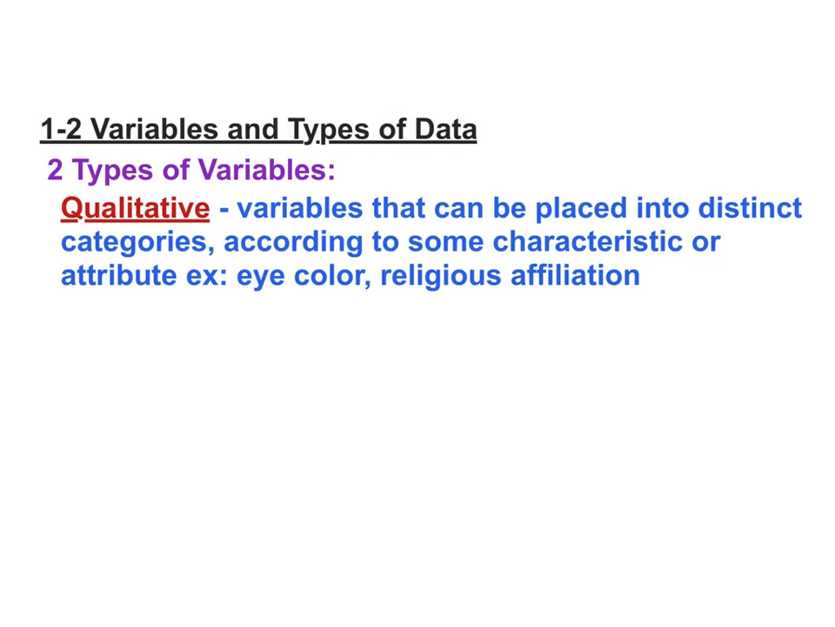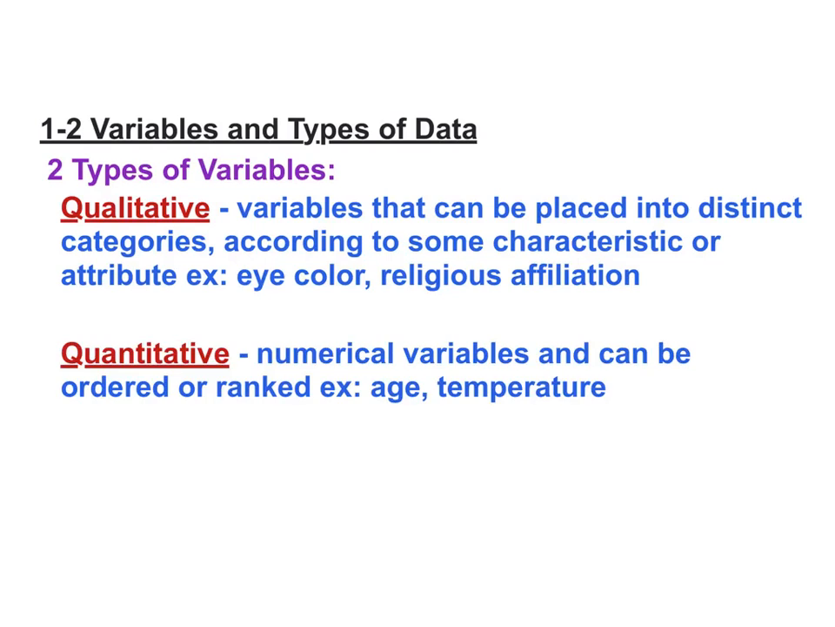Anybody want to take a guess of what the other type of variable is? Yes? Quantitative. So the root word of quantitative is quantity. So what's a good way to describe quantitative? Numbers. Absolutely. It's good. Okay, quantitative is numerical variables. So quantities that are being discussed, when we're dealing with numbers, more often than not, we're talking about quantitative data. Quantitative variable.